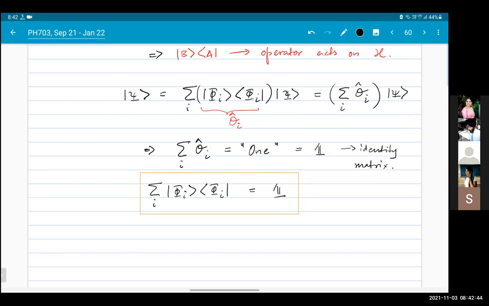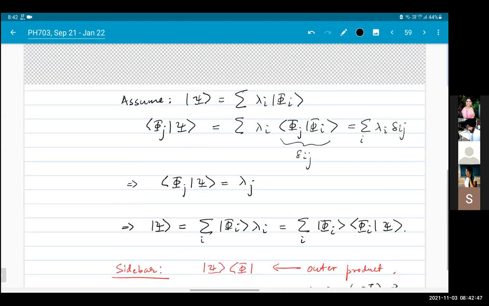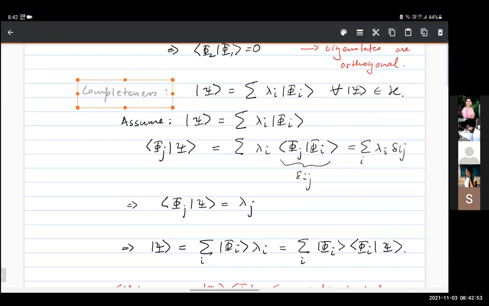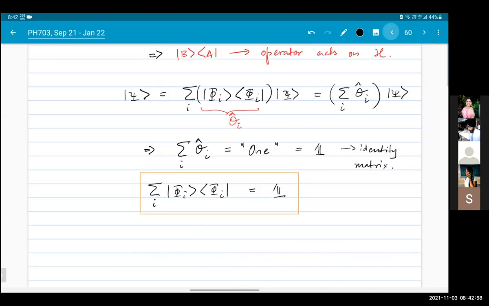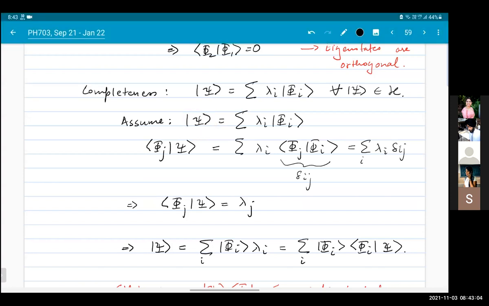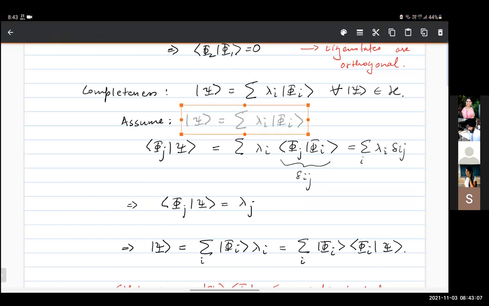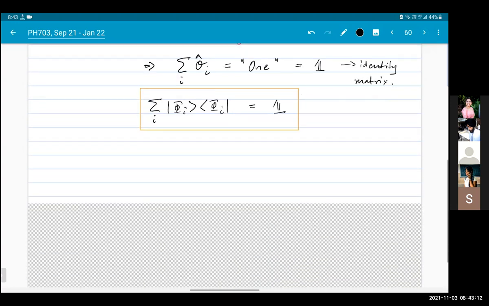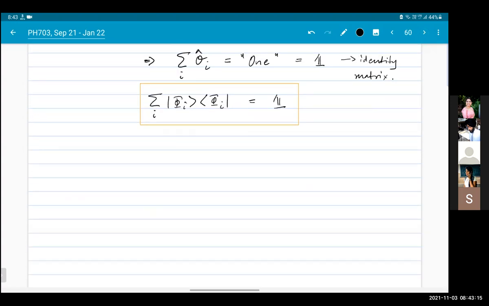What this tells you is that your set of eigenstates is a complete set. Okay, it tells you that if you have any state psi, it can be written in this form, where phi I are the eigenstates of my Hermitian operator. So this gives me the proof of completeness.